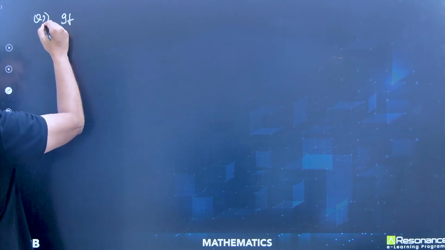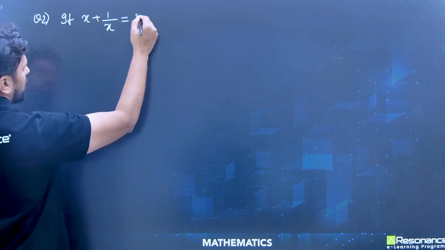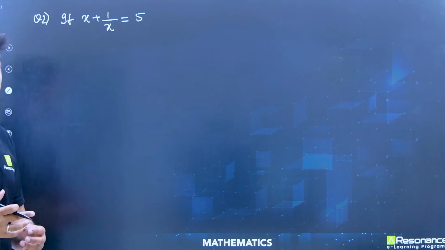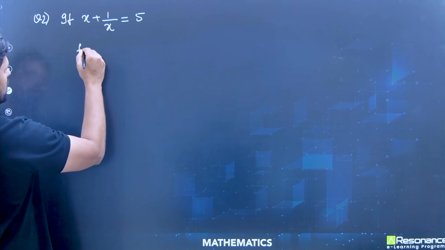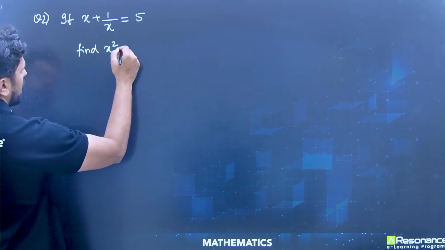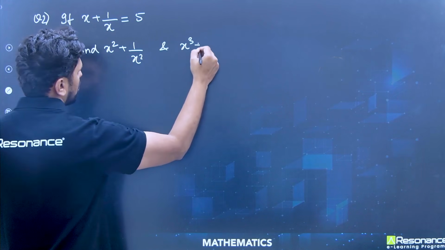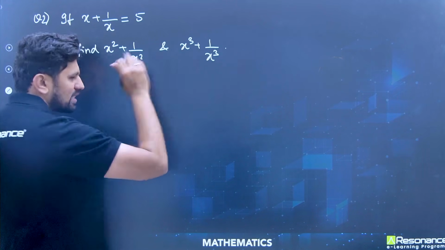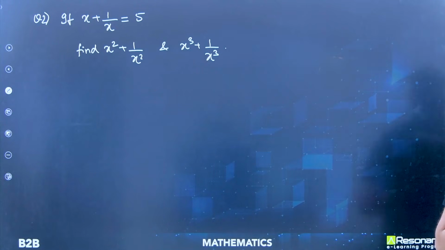If, let's make it 2, x plus 1 upon x is equal to 5. Then find, I'm just giving you a practice question, x square plus 1 by x square and x cube plus 1 by x cube. Just the same question, I have changed the value, nothing more. Just apply the formula fast.